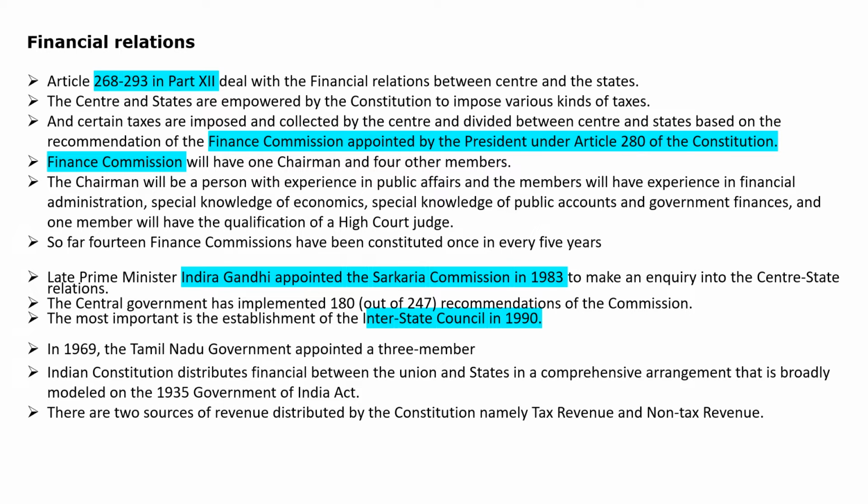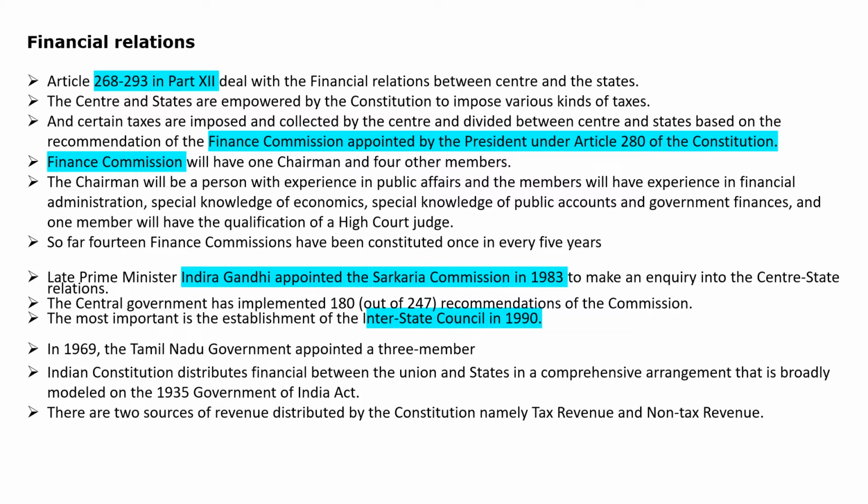Late Prime Minister Indira Gandhi appointed the Sarkaria Commission in 1983 to make an enquiry into the center-state relations. The central government has implemented 180 out of 247 recommendations of the Commission. The most important is the establishment of the Inter-State Council in 1990.